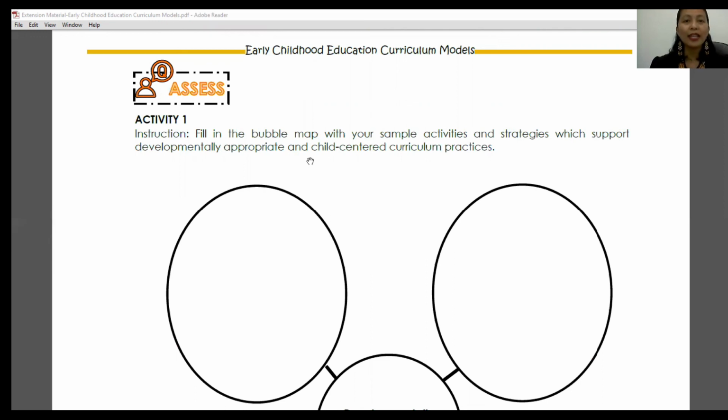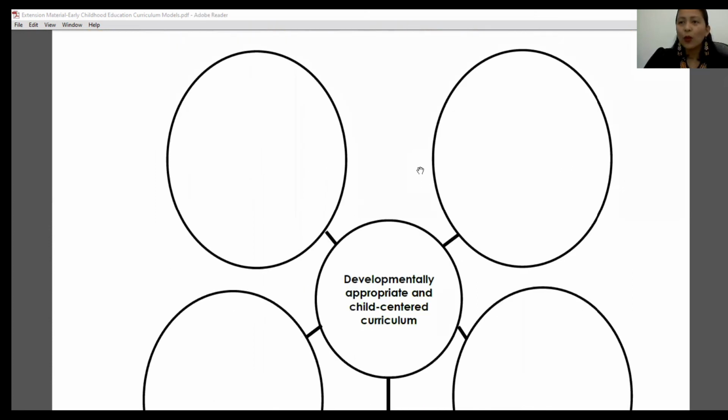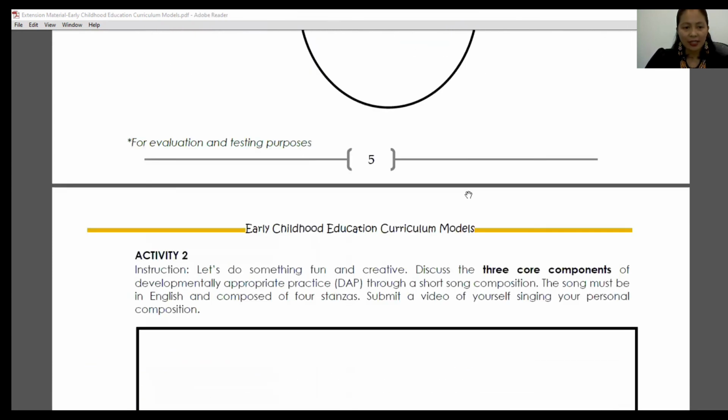For activity 1, the instruction here is you need to fill in the bubble map with your sample activities and strategies which support developmentally appropriate and child-centered curriculum practices. You need to identify what activities you have been doing that support developmentally appropriate and child-centered curriculum, and you're going to put these activities inside the circles.